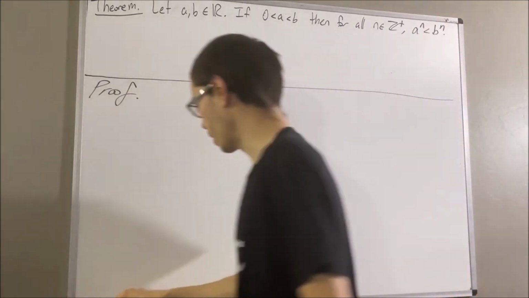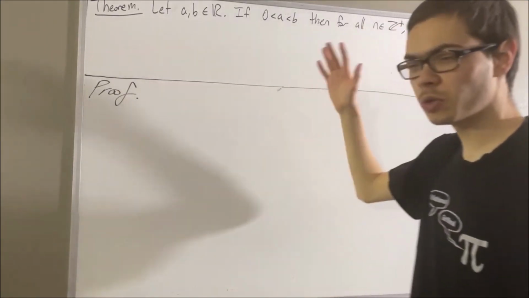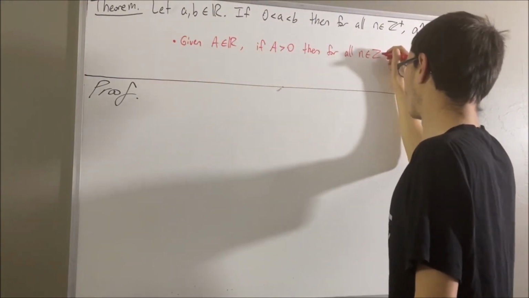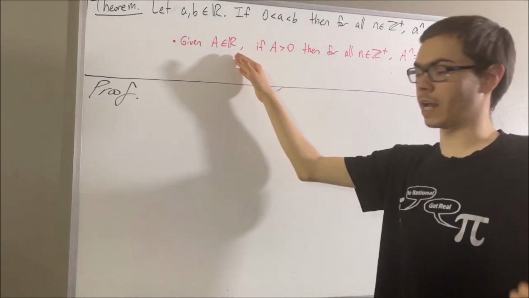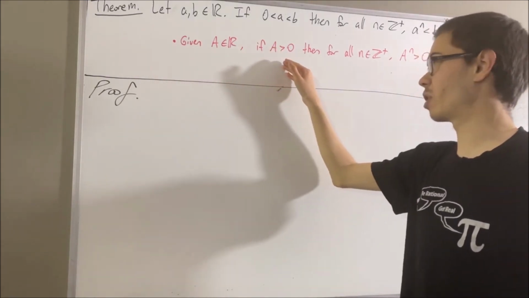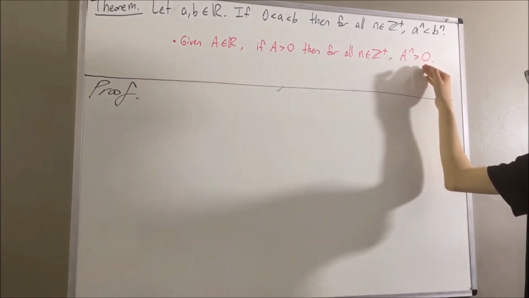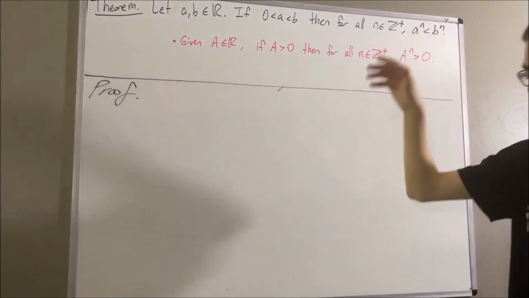Okay, now before we get into the proof, we're going to use the following fact in our proof. Given any real number a, if a is greater than 0, then for all positive integers n, a to the power of n is greater than 0. Okay, now let's get into the proof.